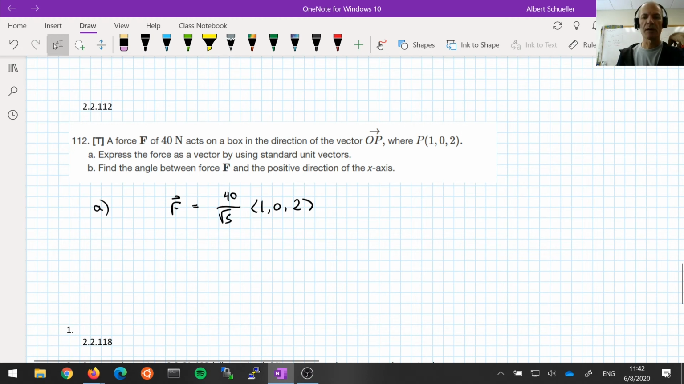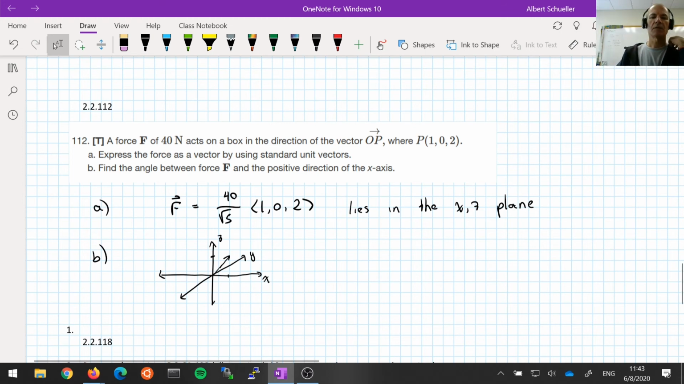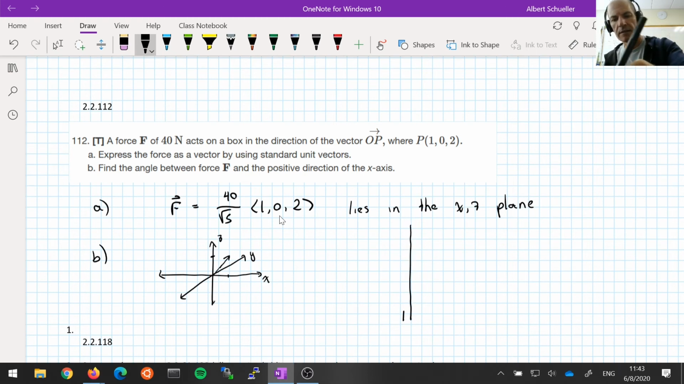Find the angle between the force and the positive direction of the x-axis. Well, we have to think a little bit about this. We've got the vector here. It goes a little bit out along the positive x-axis and a little bit up. So it's a little bit out here and a little bit up like that. But it lies entirely in the xz plane. How do we know that? Because the y-coordinate is 0. So let's pull out the xz plane and just look at it on its own.